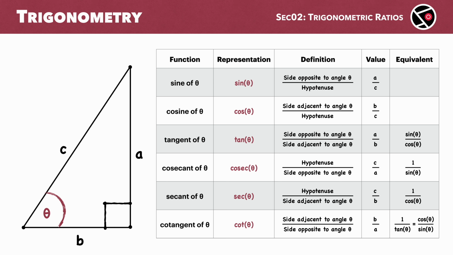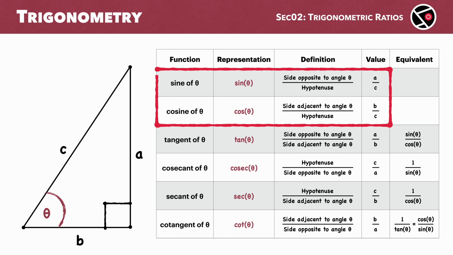I want to emphasize once again that sine and cosine are the fundamental or primary trigonometric functions. The others, tangent, cosecant, secant, and cotangent, are considered secondary functions. When you come across these secondary functions, just rewrite them in terms of sine and cosine, and you are good to go.